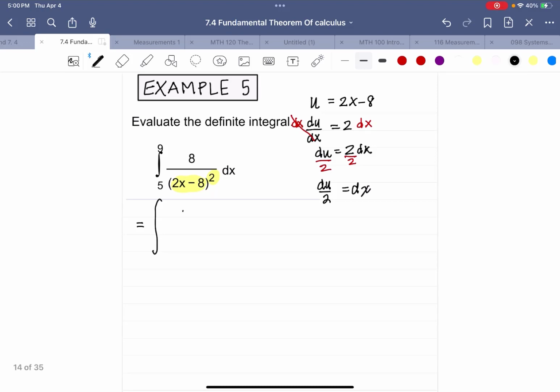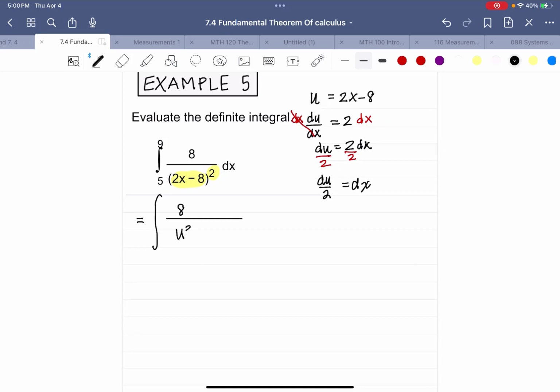So I've got an 8, which I don't have anything to substitute for. My 2x minus 8 is my u, so that's going to be u squared. And instead of dx, I'm going to put du over 2. And now, look, I have all u's, and I have a 2 on the bottom that will divide into an 8 and leave a 4. So I'm going to do the integral of 4 over u squared du.